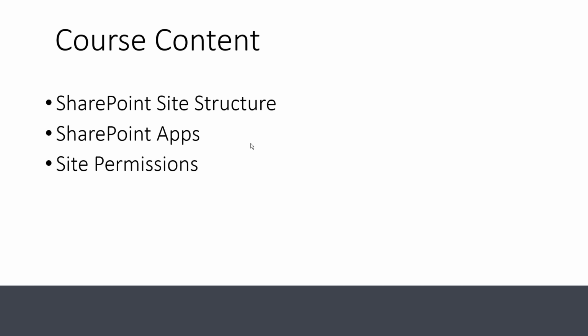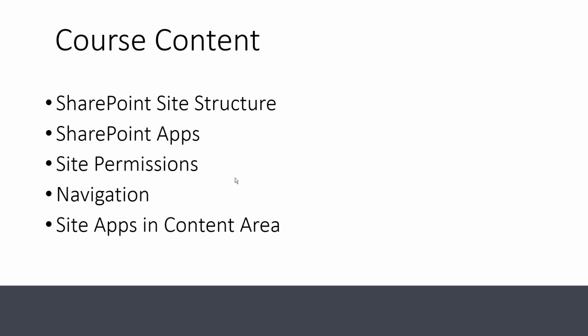We'll talk about site permissions. SharePoint offers a variety of permissions for both content and sharing, and we'll talk about each of those setups and how to set them up in your site or site collection. We'll review navigation. So we'll talk about how to navigate through a SharePoint site and what to look for where, so that you can understand how to make sure you can see all of the information that's available in your website. We'll talk about site apps in the content area.